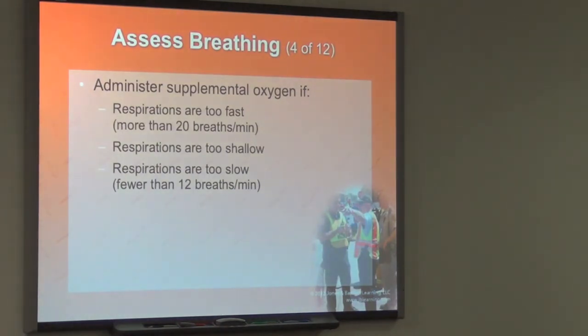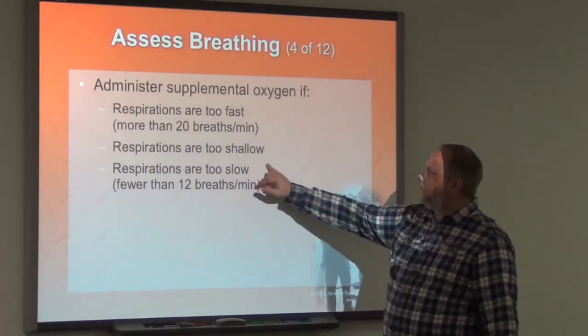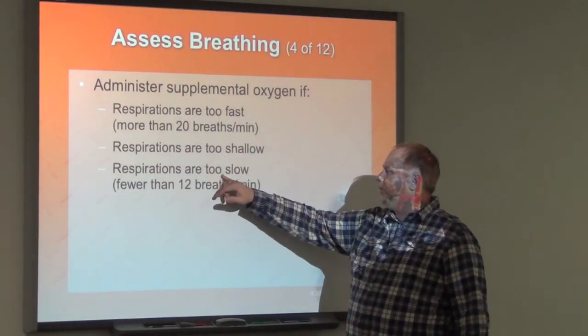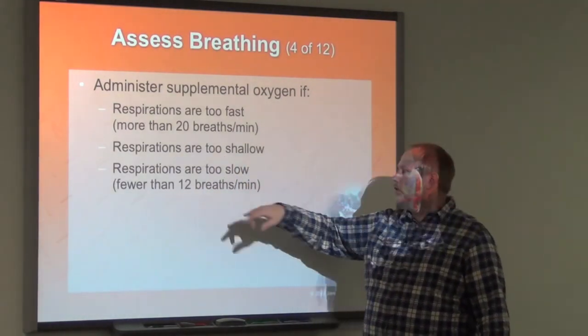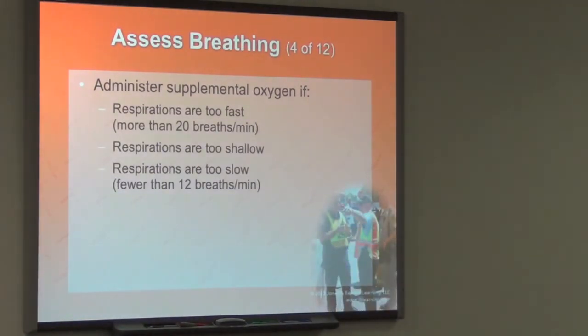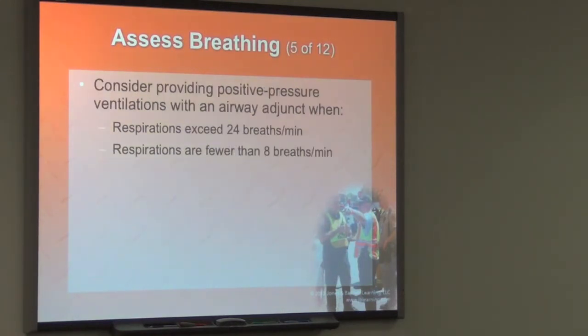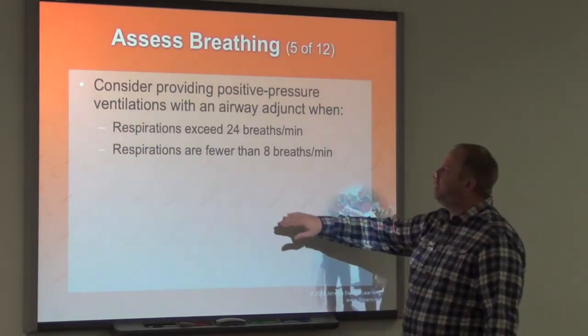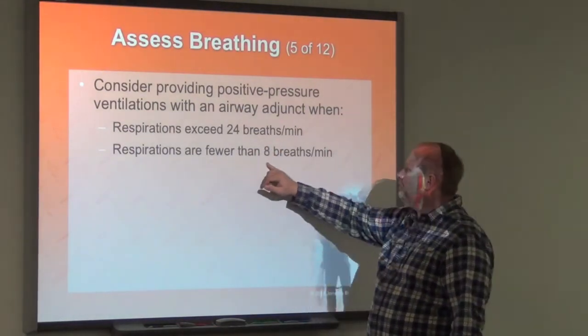So administer supplemental oxygen if the respirations are too fast, more than 20, respirations are too shallow, or respirations are too slow, fewer than 12. So I need supplemental oxygen. Pretty much all patients are going to get some form of oxygen. Alright, so consider positive pressure ventilations with an airway adjunct when respirations exceed 24, or respirations are fewer than 8.